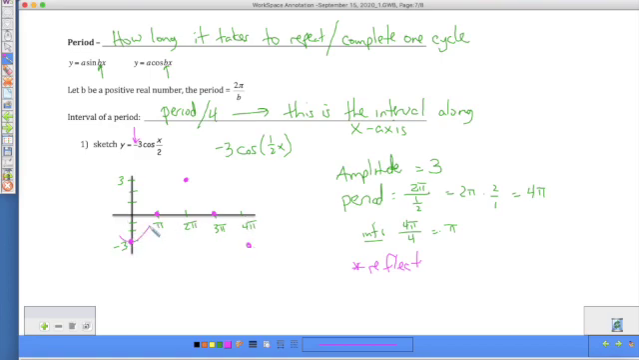Okay, you can graph another period either out to the right or back to the left. If you go out to the right, you would stop at 8 pi. If you go back to the left, you would stop at negative 4 pi. Okay, the shapes of the graph aren't changing. It's what our intervals are now along our axis.